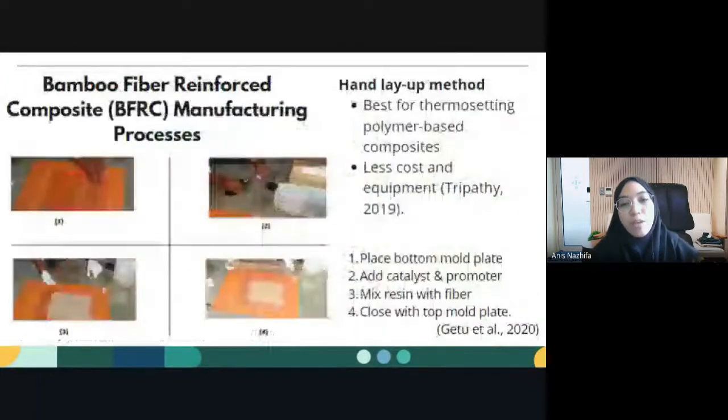BFRC have been manufactured using a variety of processes, including hand layup, compression molding, and melt blending. Hand layup is one of the most basic and common polymer manufacturing processes, and this technique is best used for thermosetting polymer-based composites as it requires less cost and equipment. The fibers are placed into a mold layer by layer, alternating with resin, and left to cure for 24 hours at room temperature to allow cross-linking of fibers and matrix.